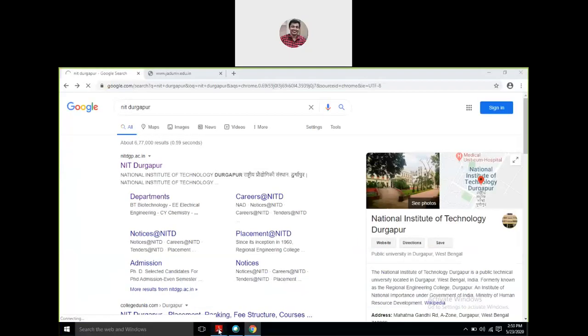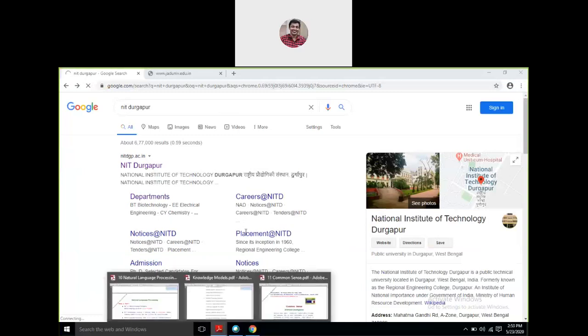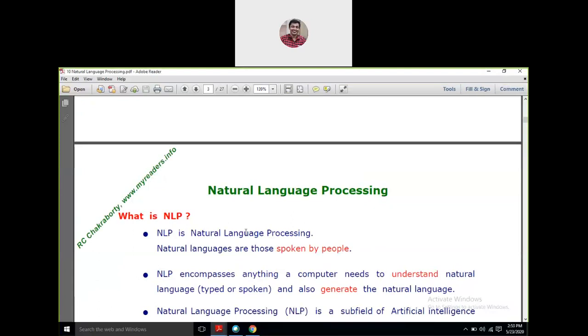Now, next what we need to see, the next important thing, is natural language processing, or the NLP part. Now, what is a natural language?